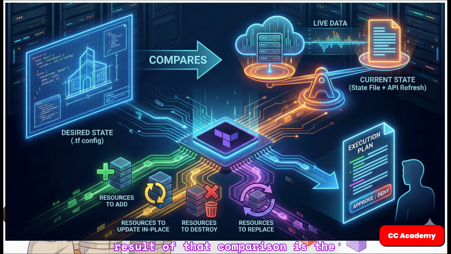The result of that comparison is the execution plan. You've seen it a million times. It's that familiar output with all the green plus signs for things to create, yellow squiggly lines for updates, and scary red minus signs for things it's going to destroy. This is your last chance to look it over before anything actually happens.